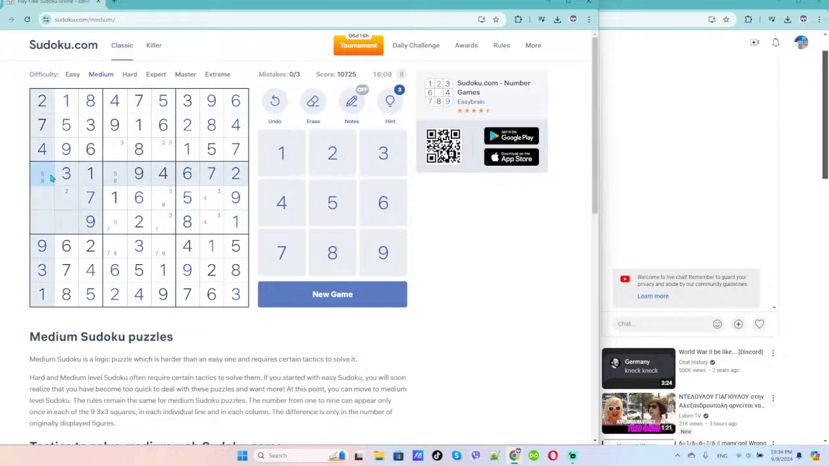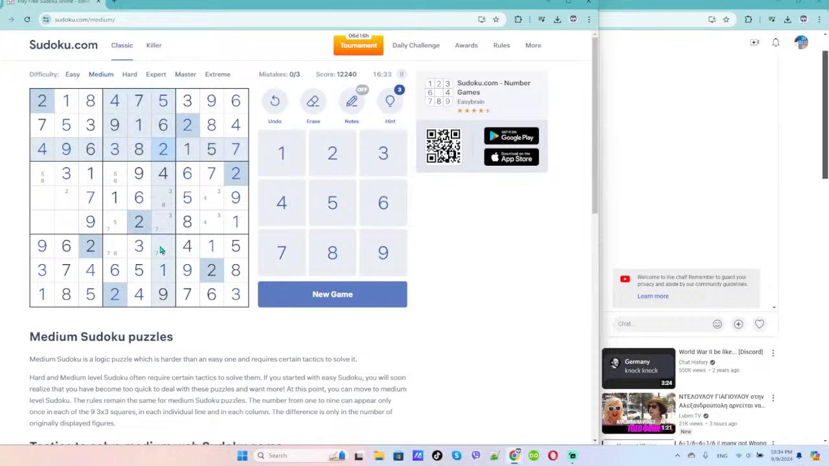5 and 8 continue to be the candidate pair numbers. What do I see here? There was a pair in this grid. Thanks to these two, I can surely tell you that 3 goes here and 2 goes here.